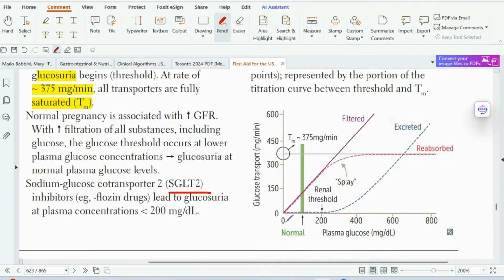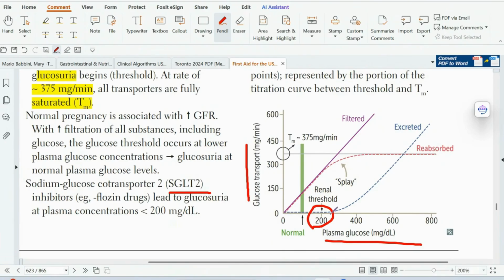Now, understand it like this. Plasma glucose is being measured against glucose transport. As you keep increasing plasma glucose, let's say someone is diabetic, until a certain point, everything will be absorbed. After a certain point, everything will be excreted. What is that certain point? That is this renal threshold.